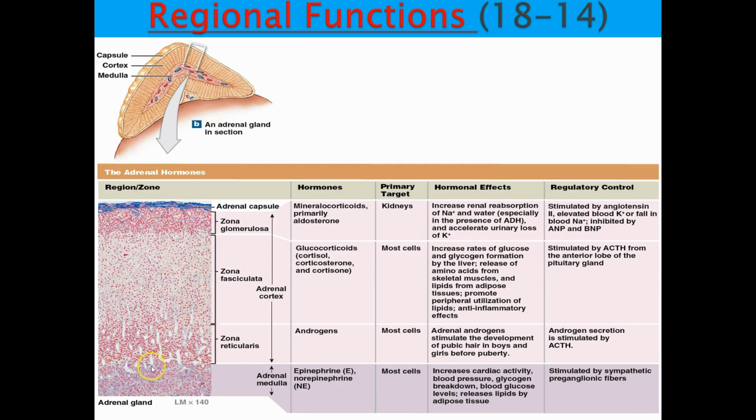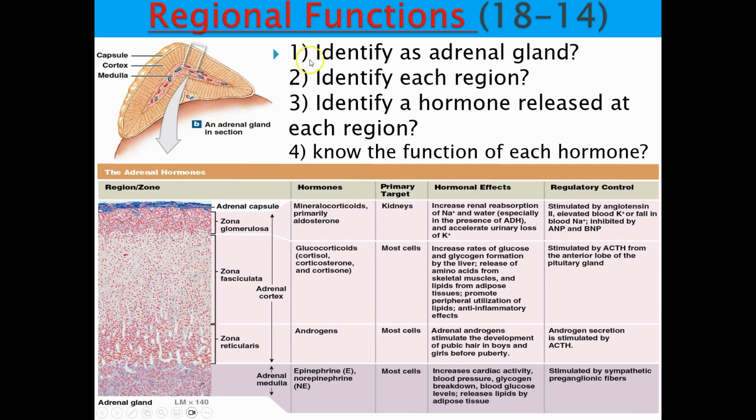But using images like this on my lecture quizzes and lecture exams does happen, and it is multiple choice when I do that. But overall, this image is more on the lab side of things here. And so for the regional functions, what you really need to be able to do is identify an image like this as the adrenal gland. And then if you notice, here's that high density. When we look at the high density of nuclei region, that's the zona glomerulosa.